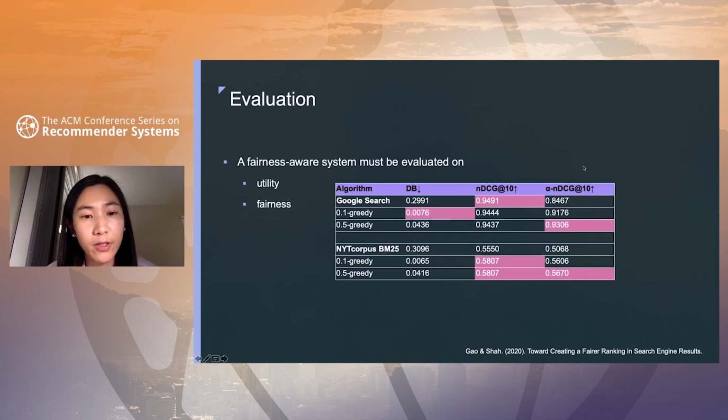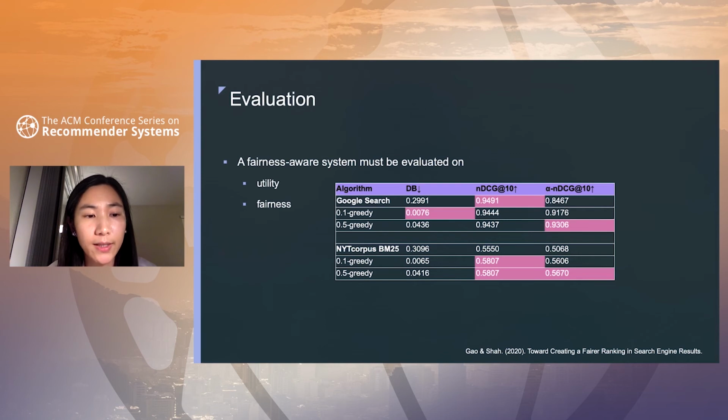So on the diversity and novelty based metric alpha NDCG score here, we see an increase in the score. On a different dataset, the New York Times corpus dataset, because we don't have a reference ranking, we use the BM25 as the baseline ranking. We can see that our algorithms are able to improve the fairness, improve the relevance, and also improve the diversity and novelty at the same time.